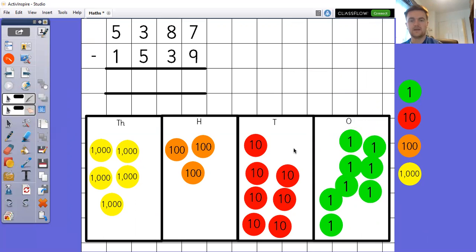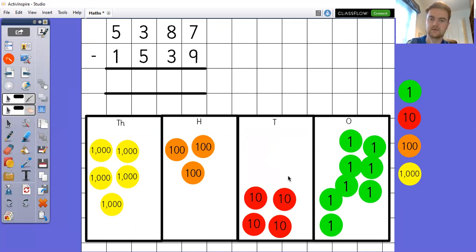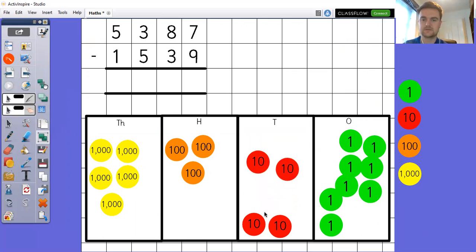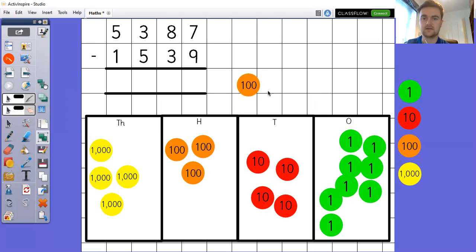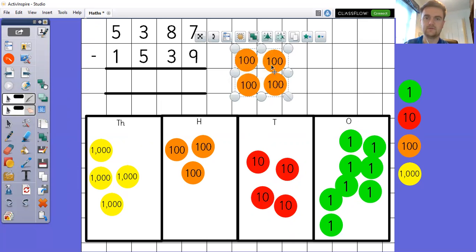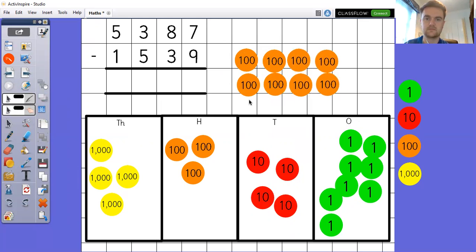Now, in the next column, I did have 8 tens. I've exchanged one of them for 10 ones, and I've got to take 3 tens away. I can see that I can take 1, 2, 3 tens away. So I'm left with 4 tens. Now I've got 300s, and I have to take 5 away. I know I can't do that. So I'm going to take 1,000, and I'm going to exchange 1,000 for 10 hundreds, because I know that 1,000 is the same as 10 hundreds. I have to do it up here just because I don't have enough space on there. Normally you would try and pop it all in the same place.